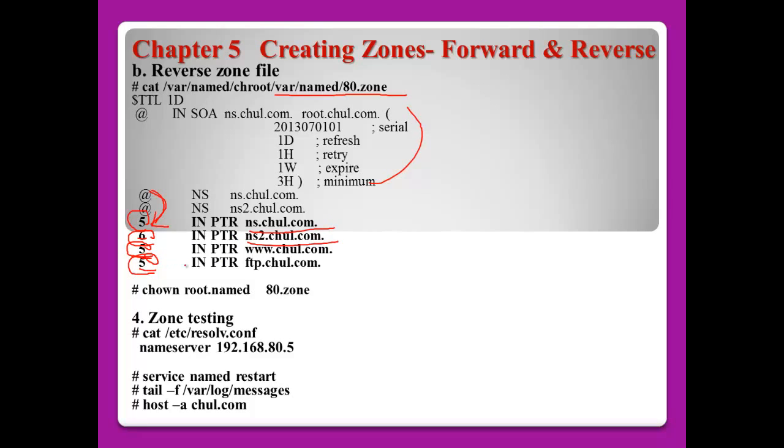And the 5 is the same. Here IN means the internet, PTR means the pointer. So this IP address points to ns.chol.com in the internet. Then this one too must change the ownership, root.named on 5.zone. And testing: first change your resolver here. In my case, the main name server is 5.5. After that, restart named, check the log file, and query about this new domain.